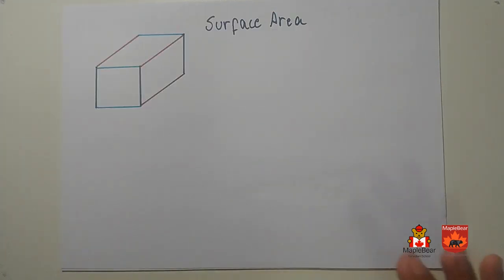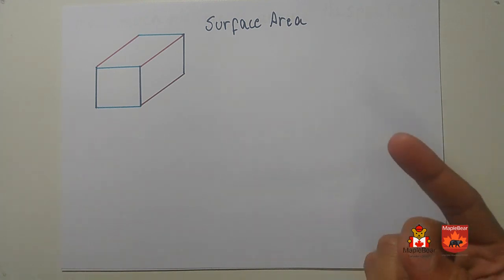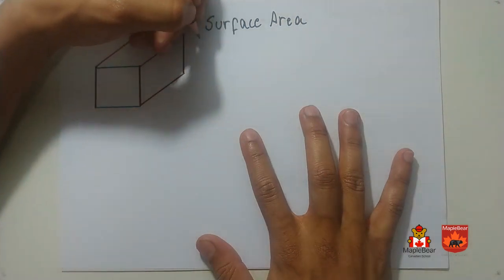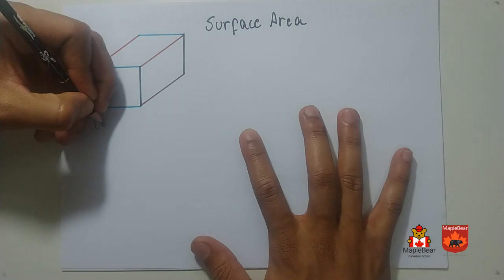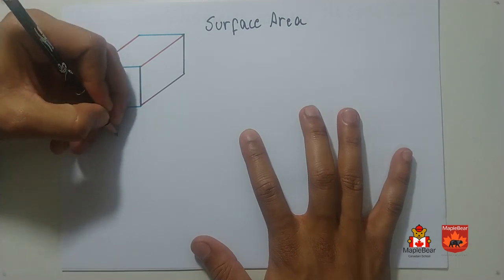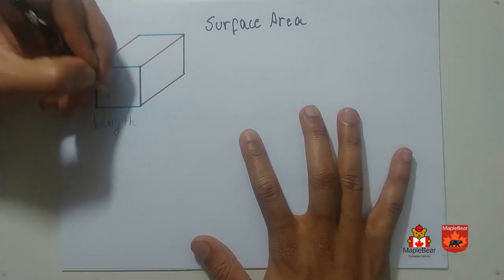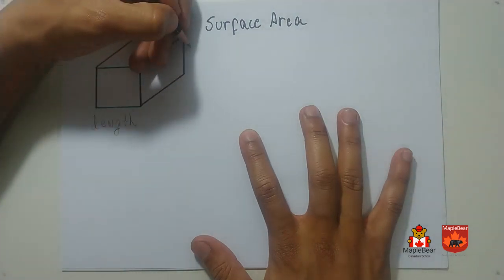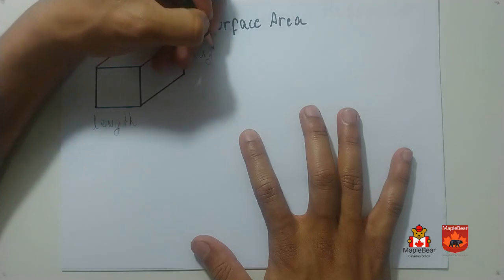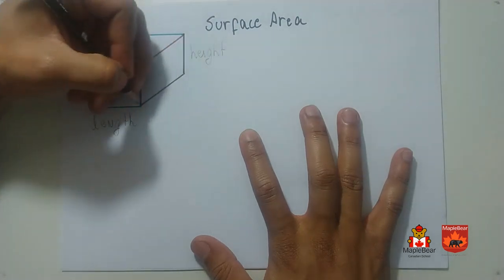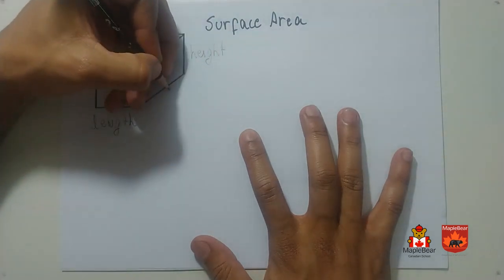Okay, so now let's do the thing properly. I already know that any rectangular prism will have 3 measures. It will have my length, okay? So I can call this my length. I can call the black lines my height. And I can call my red lines my width.